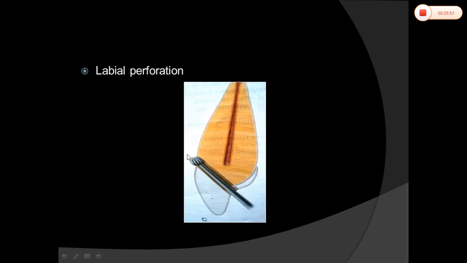And this is perforation. That is, you have created an external communication to the periapical tissues. So this is the direction to go, but you have missed and gone and created an artificial opening. You have created an extra communication between the tooth and the external tissues.